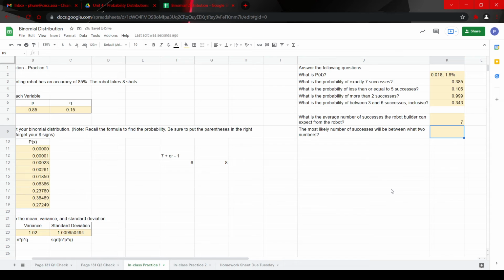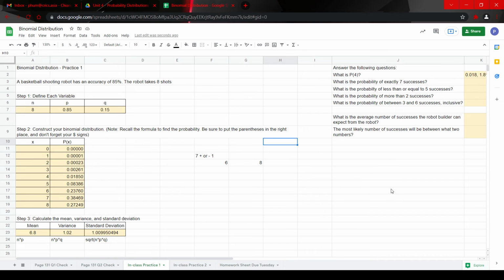The reason we do this is because it is not really realistic to expect exactly 7 shots every time, right? There will be some errors here and there. So this is giving us a range of what we can expect most of the time. We'll learn about the exact number of times later on, but for now, just know that this range gives us most of the time. So each time the robot takes 8 shots, most of the time it will make anywhere between 6 and 8 shots.